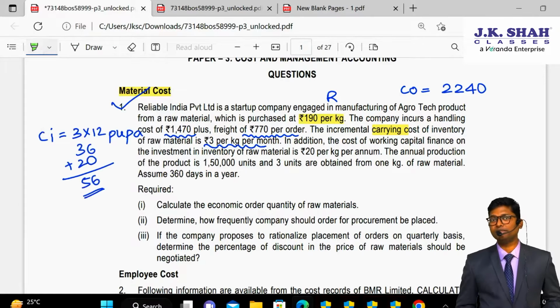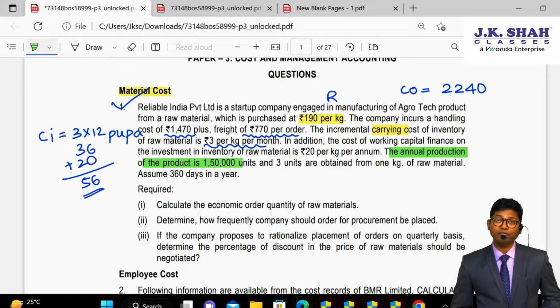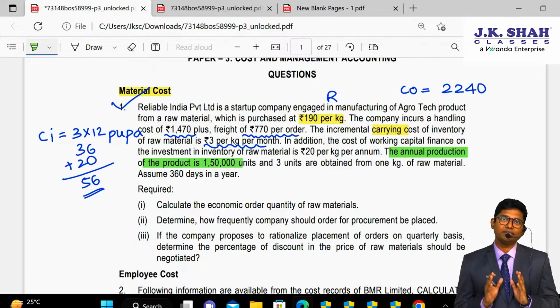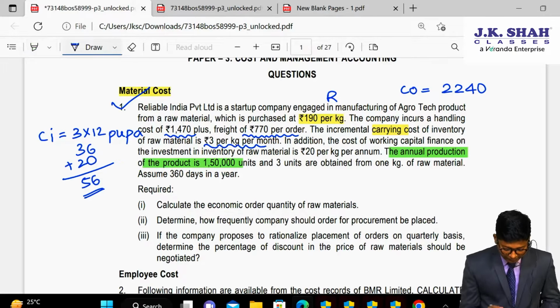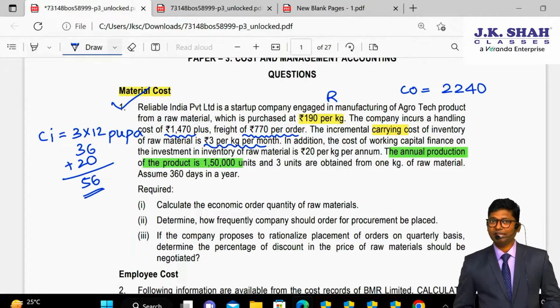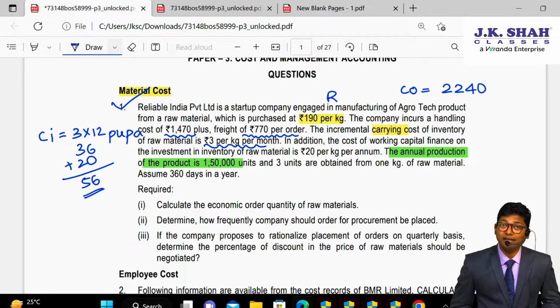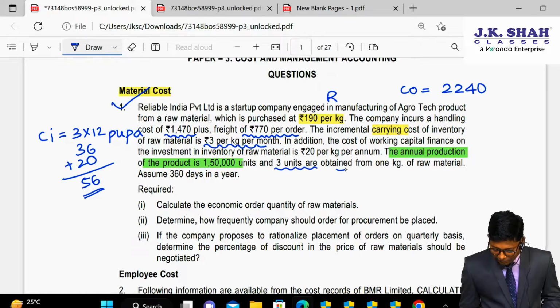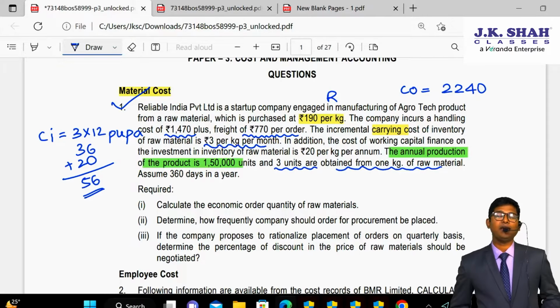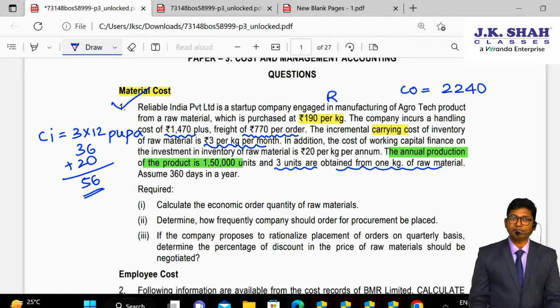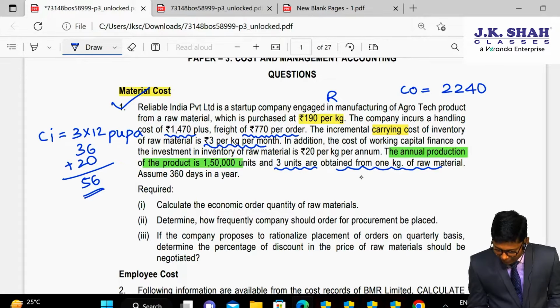After that, the annual production is given, and here is the important point. Maximum students make confusion and mistakes while understanding this point. This point says that the annual production of the product is 1,50,000 units. Guys, this is not the annual consumption of raw material. This is the annual production of finished goods. Which means the company's target is not to consume 1,50,000 units of raw material. Their target is to produce 1,50,000 units of finished product. The question further says 3 units are obtained from 1 kg of material, and this is the information related to consumption of material. Let me give you a clear-cut idea about this.